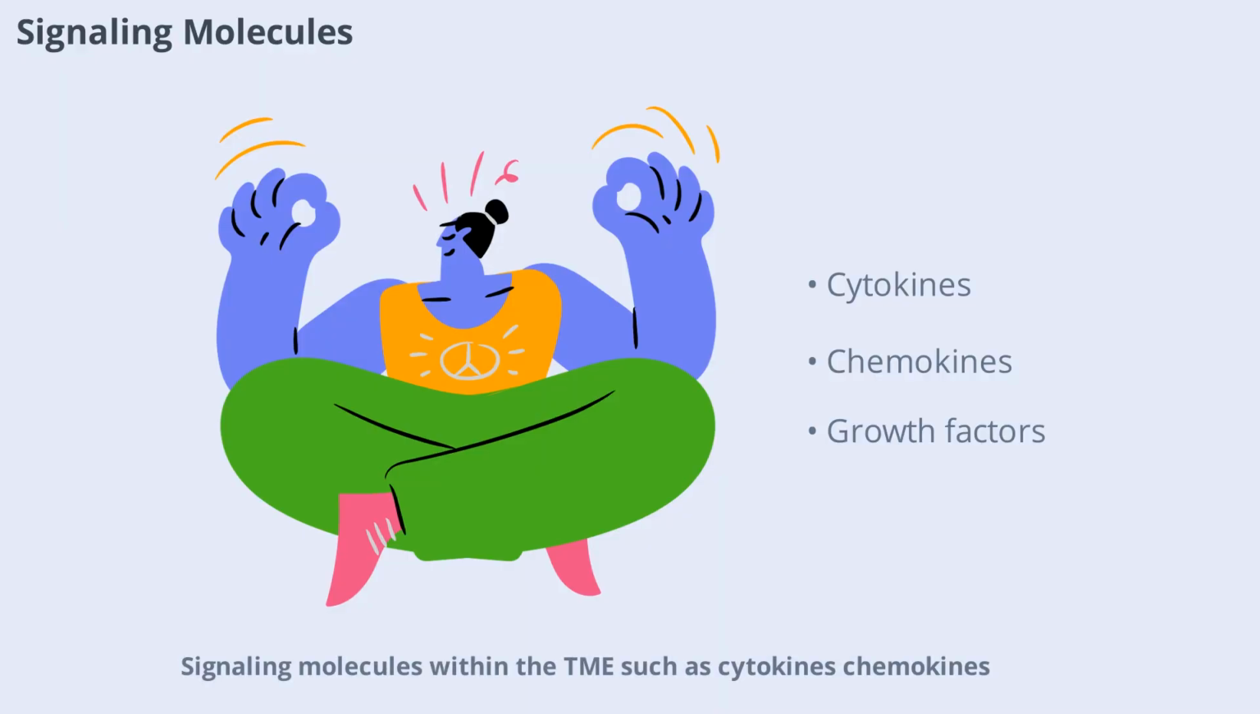Signaling molecules within the TME, such as cytokines, chemokines, and growth factors, orchestrate communication between cells. These molecules can stimulate tumor growth, recruit immune cells, or promote inflammation. The balance of signaling molecules determines whether the TME supports or inhibits cancer progression. Therapies that target these signals are being developed to disrupt cancer-promoting pathways.